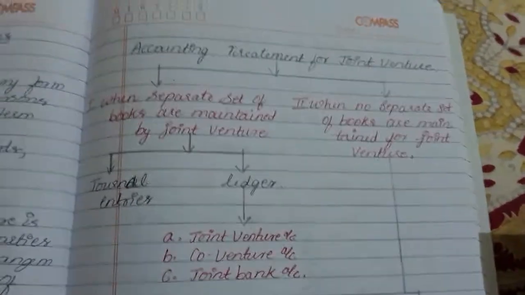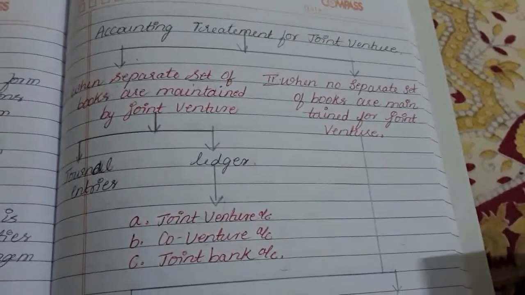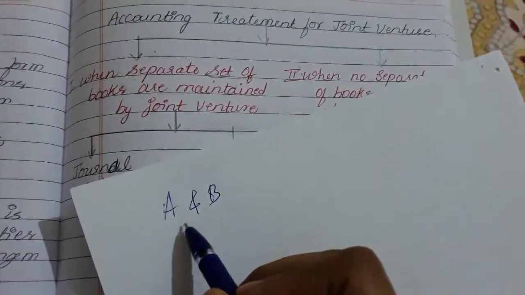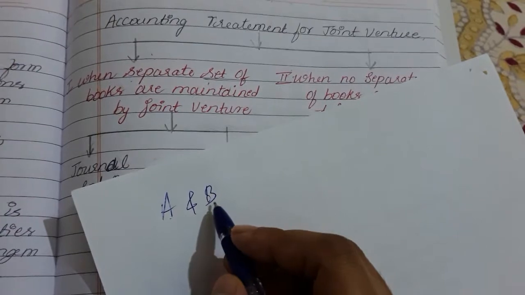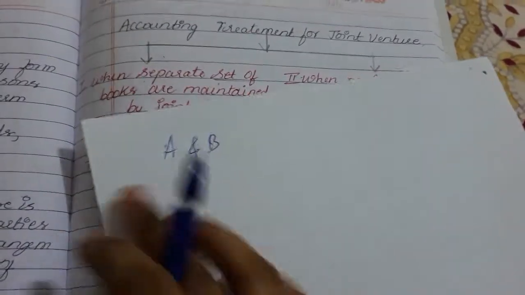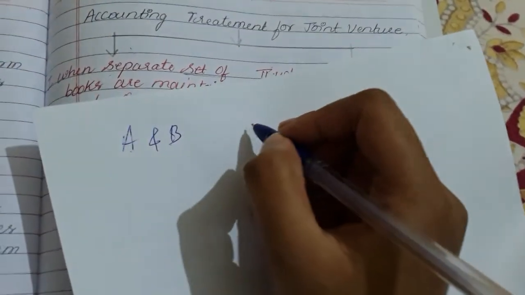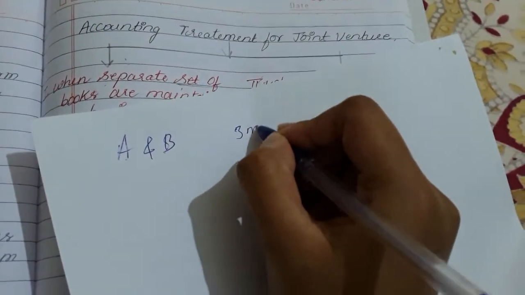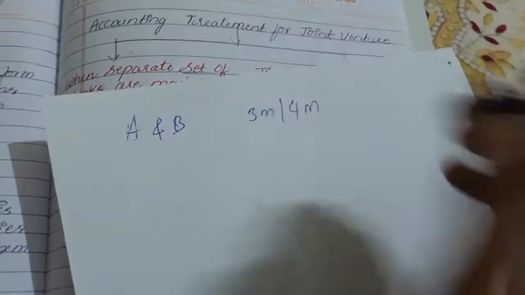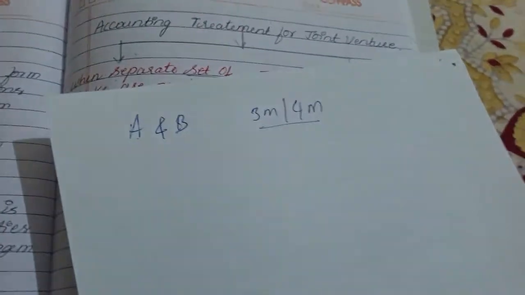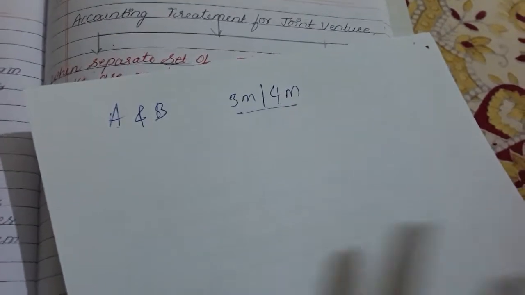So when does this case arise? Here, as in this example, A and B are co-venturers. The joint venture will be only for a limited period, that may be 3 months or 4 months. This is just an example.